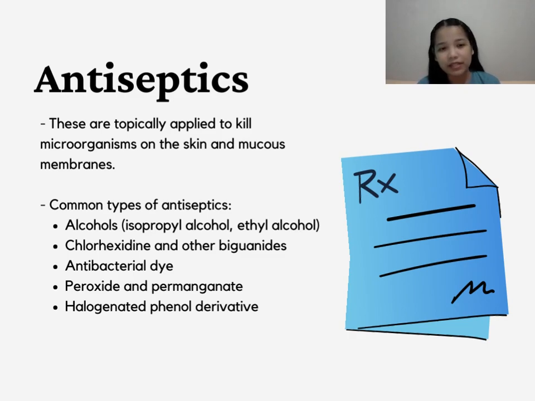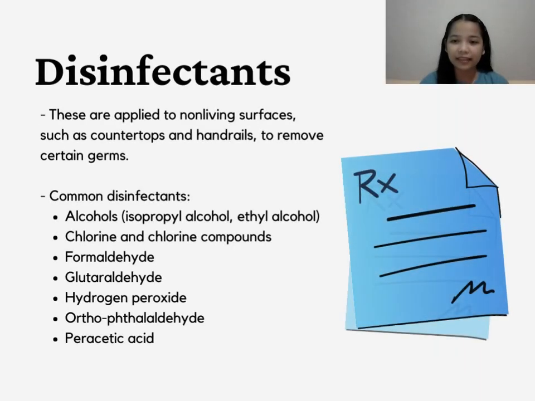Now, examples of these are alcohols, both isopropyl alcohol and ethyl alcohol, chlorhexidine and other biguanides, antibacterial dye, peroxide and permanganate, and halogenated phenol derivative. Whereas antiseptics destroy certain germs on the skin, disinfectants remove these microorganisms from objects. In fact, antiseptics and disinfectants share similar active ingredients.